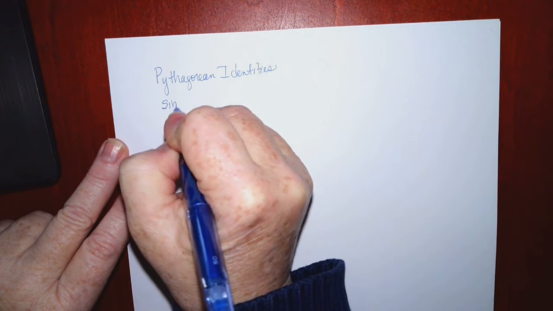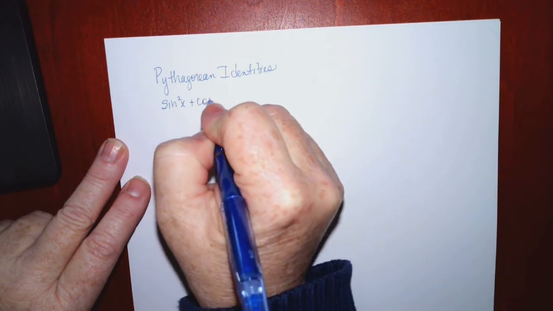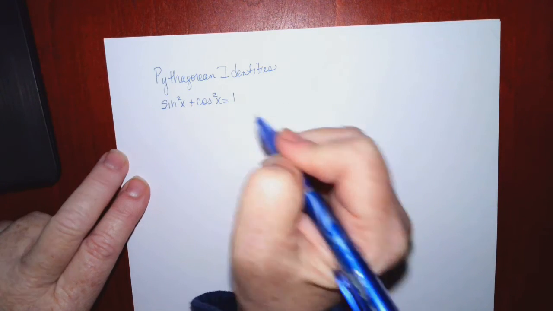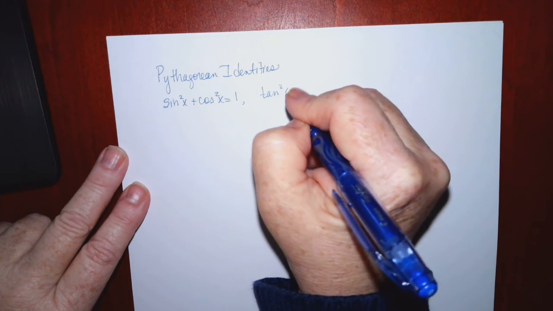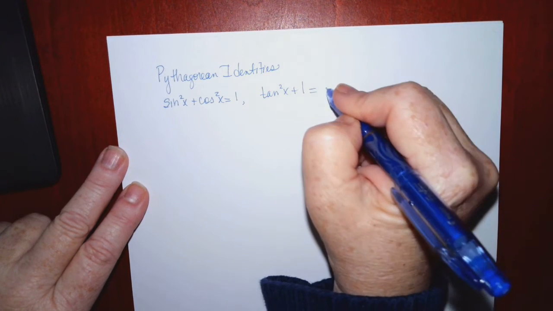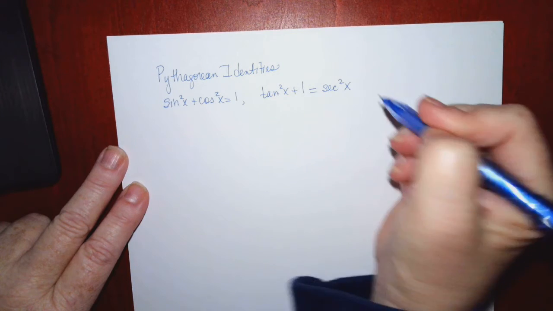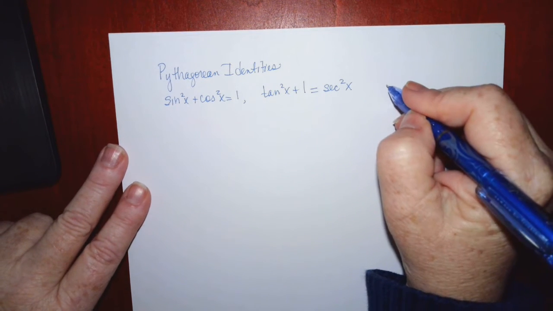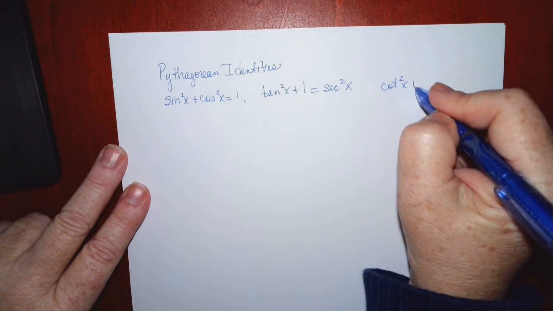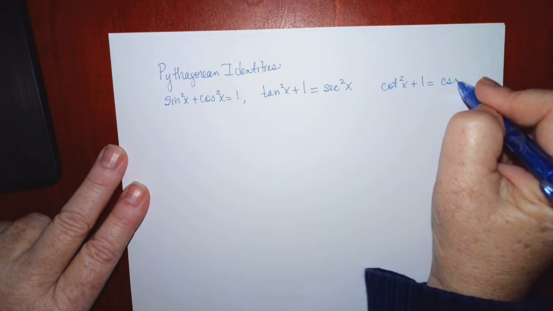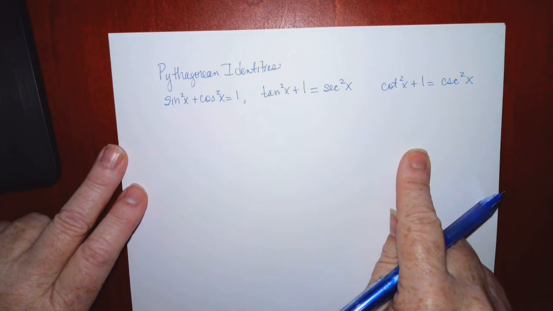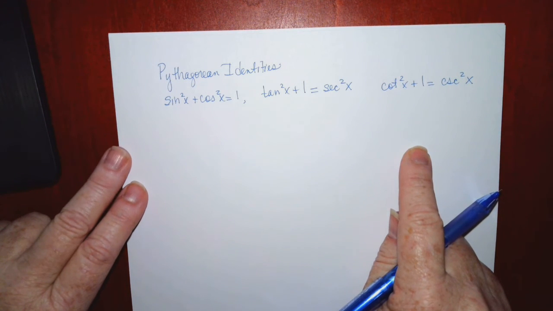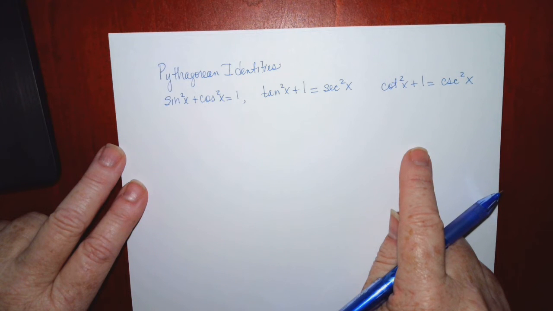which are sine squared x plus cosine squared x equals 1, tangent squared x plus 1 equals secant squared x, and cotangent squared x plus 1 equals cosecant squared x. So those are your Pythagorean identities. And we also had half angle identities and double angle identities.